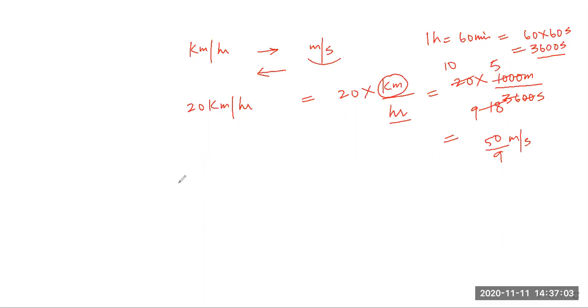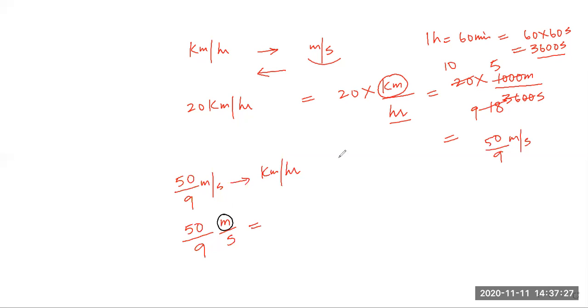Okay. Now let us try to convert backwards. 50 by 9 meter per second into kilometer per hour. How? Just see. 50 by 9 meter per second. Okay. So this is equal to, first convert meter into kilometer.